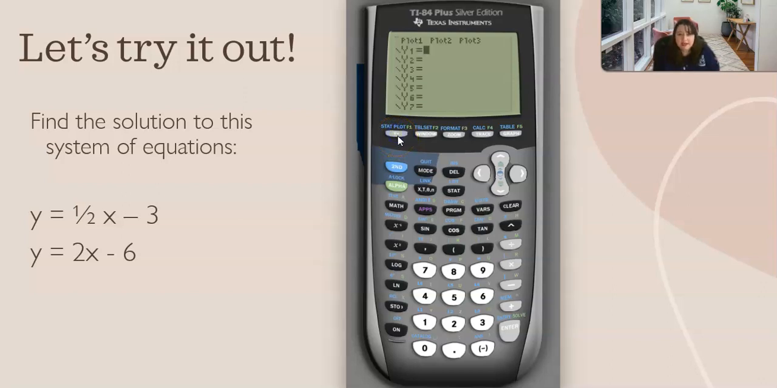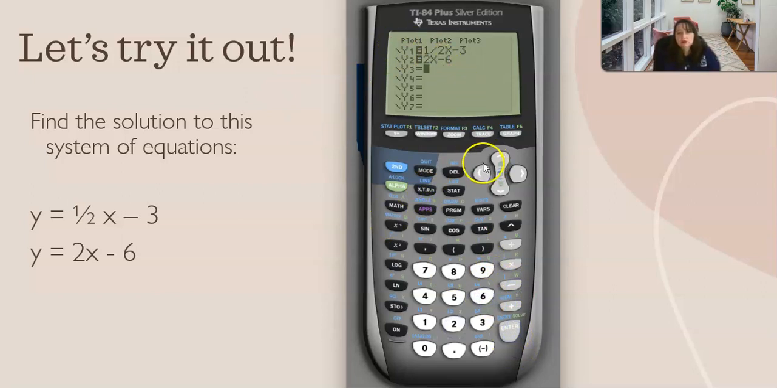So I'm going to hit this y equals. And I'm just going to type in 1 divided by 2, and then I'm going to hit this little x button, and it gives me my x. I'm going to hit subtract 3 and enter, because that's my first equation. My second equation is 2x minus 6. My y equals is already there.